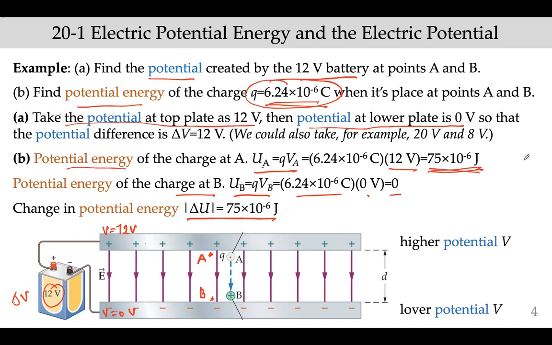Then the potential energies at point A and B will be different, but their difference, so UA minus UB, will always be this number for the values given in this problem. And in fact, this potential energy difference, or potential difference in this case, 12 volts, is what's relevant experimentally or physically. When you measure something, you don't actually measure the potential or potential energy at any point. You always measure the difference in potential or potential energy.